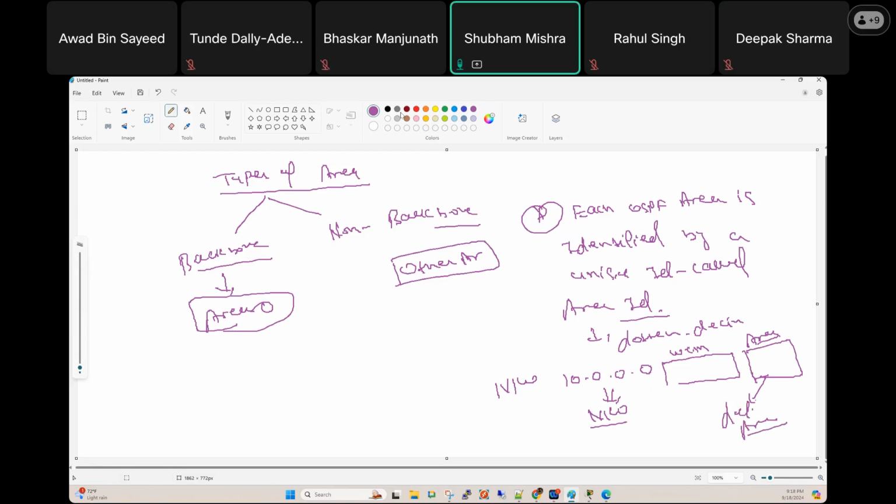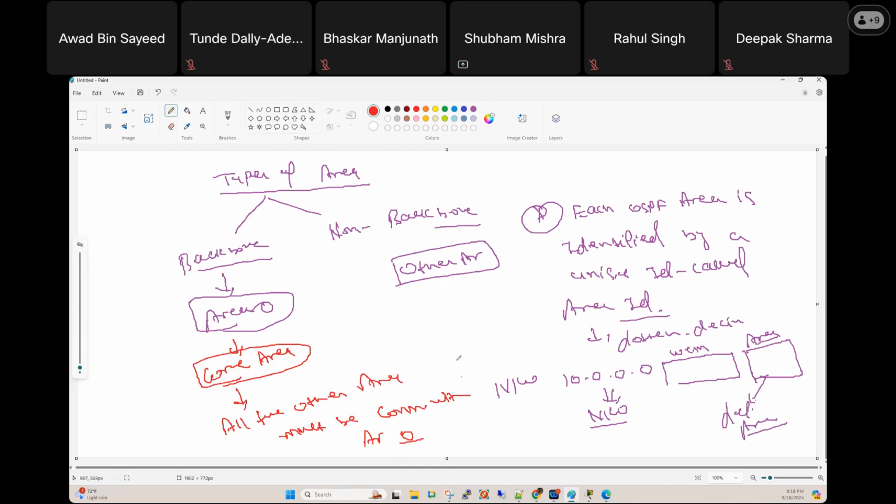So there are two types of area. The first is backbone area, and the second is non-backbone area. Area 0 is called backbone. This is the core area. Why? Because all the other areas, please remember, must connect with area 0.